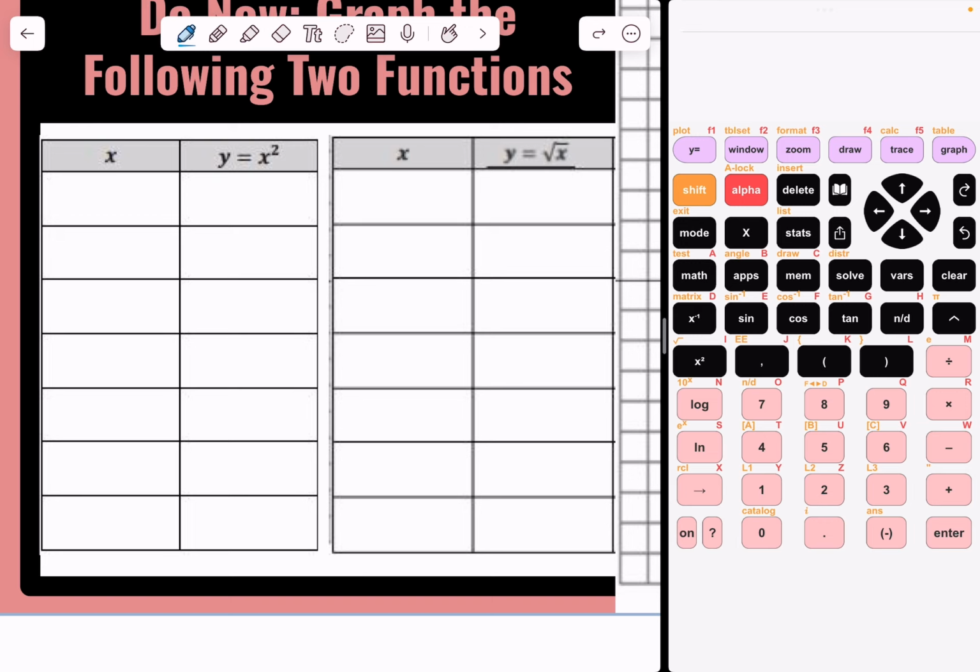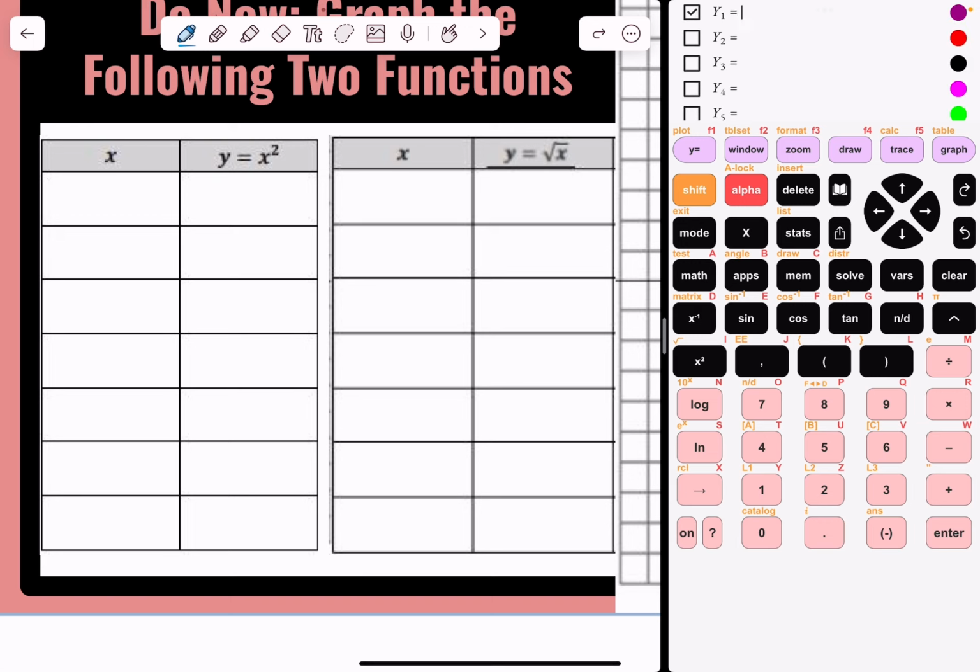So we could use our calculator, x squared, then go look at the table. I will do -3, 9, -2, 4, -1, 1, 0, 0, 1, 1, 2, 4, and 3, 9.